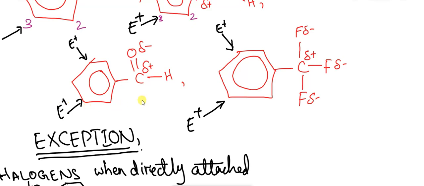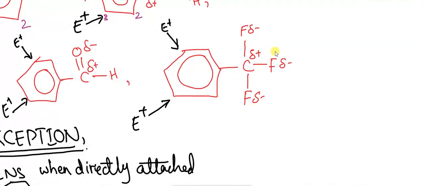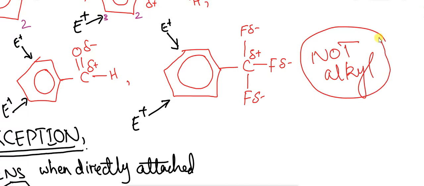And in benzene rings, the reactivity of the benzene ring decreases. And this last compound is an important compound. Again we have a carbon atom, but this time it's not an alkyl group. It's not an alkyl group, okay. If it were an alkyl group, then it would have definitely activated the benzene ring. But over here, if we look at it carefully, the carbon atom has been directly bonded to the fluorine atoms.